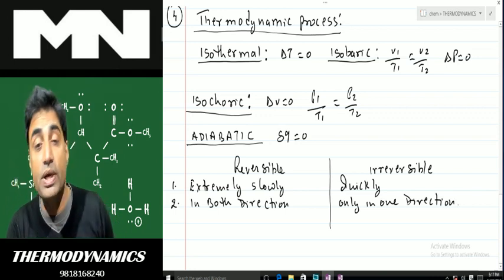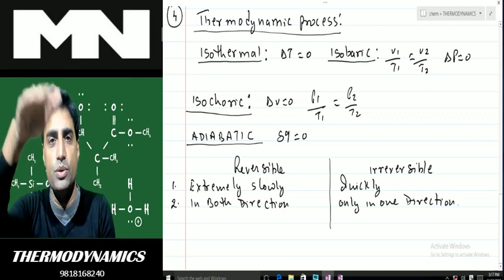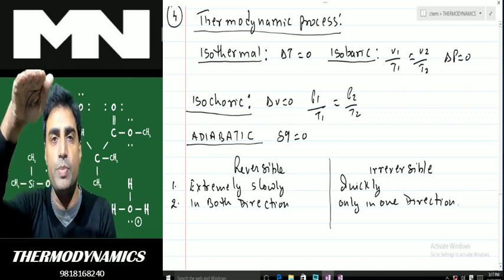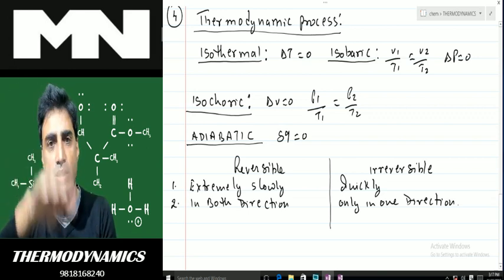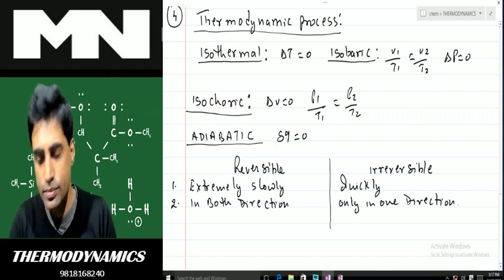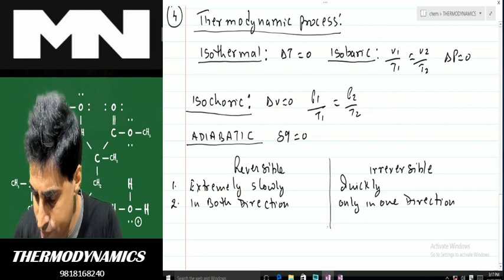I'll give an example of an irreversible process. Suppose the pressure inside the cylinder is very high compared to the external pressure. The gas will simply expand. No compression, no reversibility. It will simply expand and it will expand quickly. So such a process occurs quickly, and occurs only in one direction.